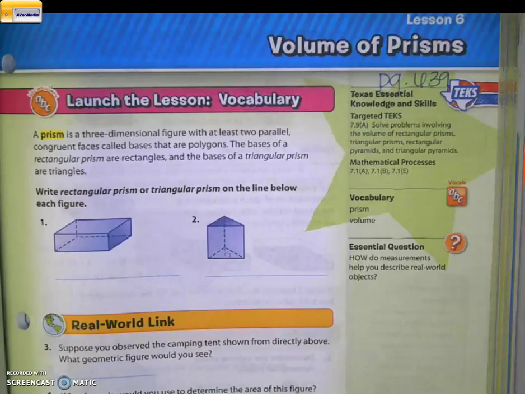Everyone, I'm on page 639 of your book if you want to follow along with me. We're going to go ahead and talk about some three-dimensional shapes today. So the ones that we're going to talk about are something called a prism.